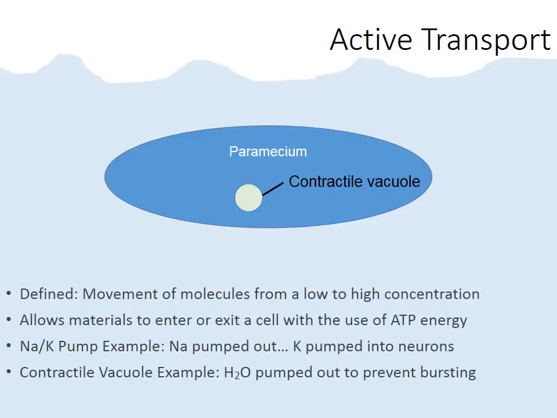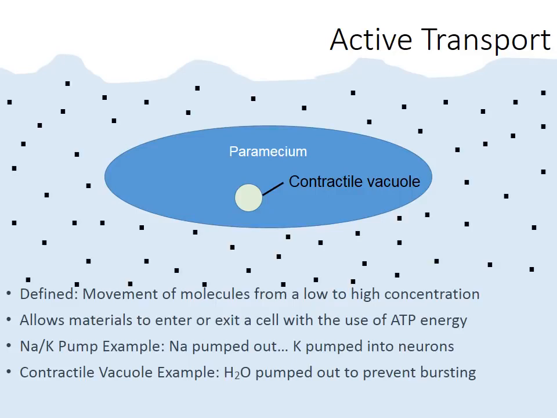So here's just a drawing of the paramecium in its watery environment. And all these black dots represent water molecules. Now right now you can see there's a high concentration of water outside the cell and there's a low concentration of water inside. So right now, through simple osmosis, water will diffuse into the paramecium. Now that's an example of passive transport.